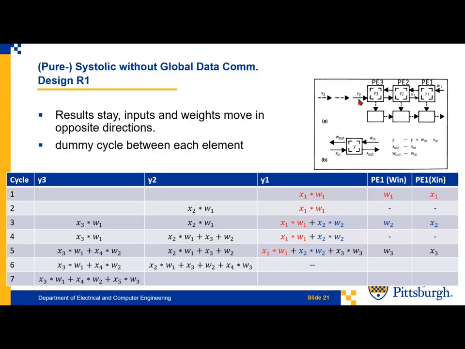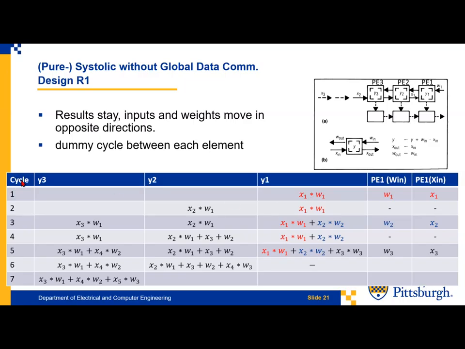And yeah, between each input, you need to add a dummy cycle. It means, for example, at the first cycle, x2 is the input, and the next cycle, no input, and the next cycle, x3 is the input. So following this definition and rule, we have a table.